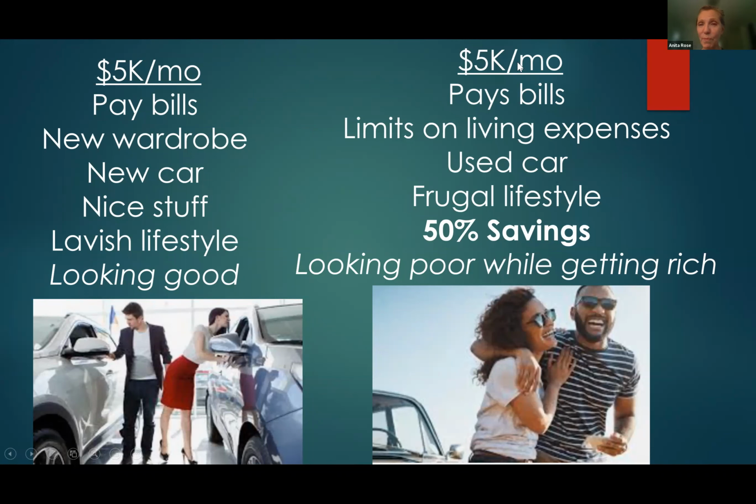What they're doing is they're making the same amount of money. They pay their bills just like this couple, but they put limits on their living expenses. They have a used car that they drive and they're happy to drive it. They live a frugal lifestyle. And instead of having no money to save at the end, as this couple over here, they pack away 50% of their income into savings. So they're looking poor while getting rich, and that makes them very happy. Now, do they really look poor? Not really. They live a frugal lifestyle.